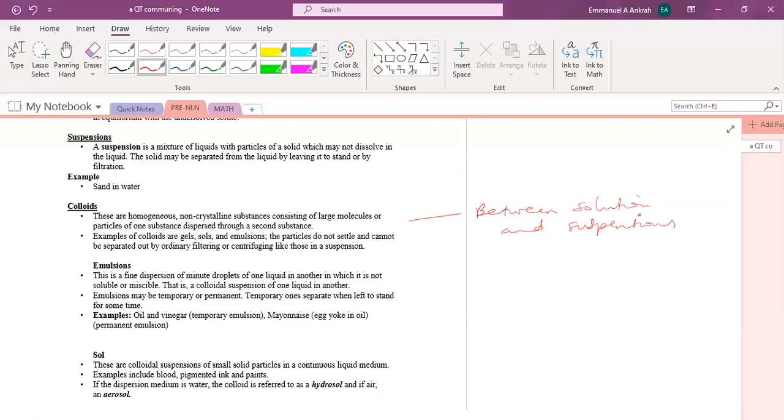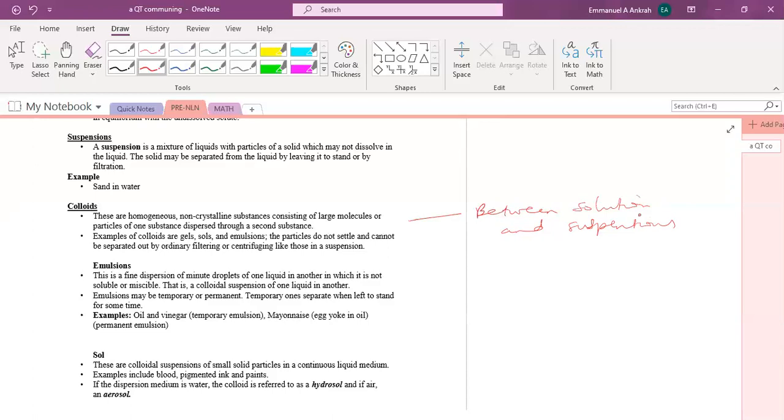Some examples of emulsions: we have oil and vinegar, which is a temporary emulsion. Mayonnaise is egg yolk in oil. That is a colloid under the emulsion group, but it is a permanent emulsion, so it doesn't separate, right? Those are some examples of emulsions.